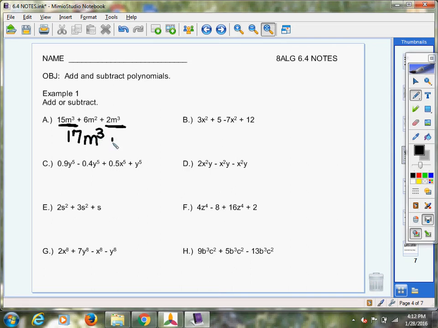Then you would just drop down your 6m squared, because m squared and m cubed are not like terms. Remember, a like term has the same variable and the same exponent on it. M cubed is much different than m squared. They are not considered like terms, and so you would be finished. This is the best you can do in simplifying this particular answer. You've combined your like terms. So that's going to be the key.